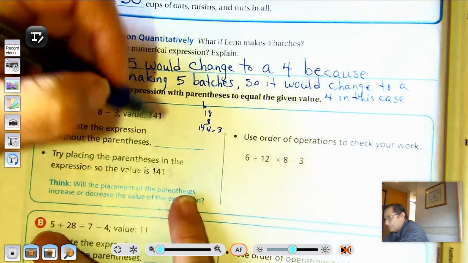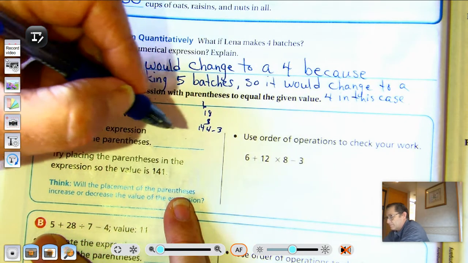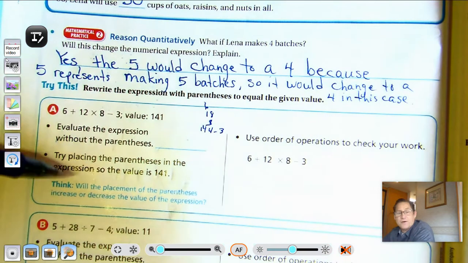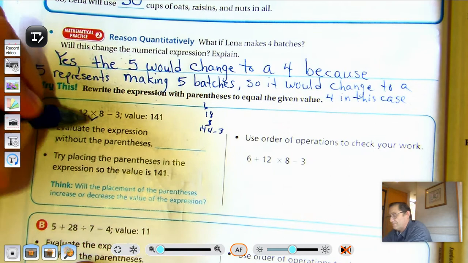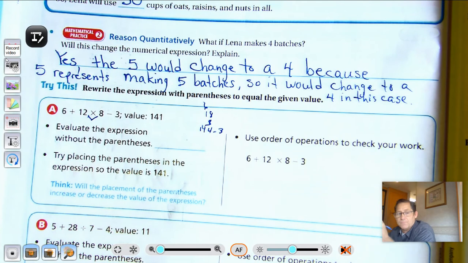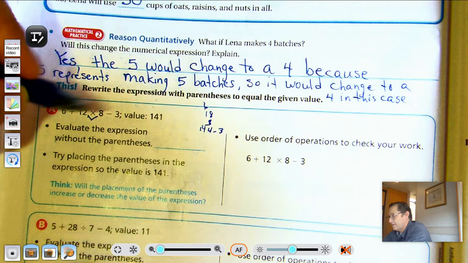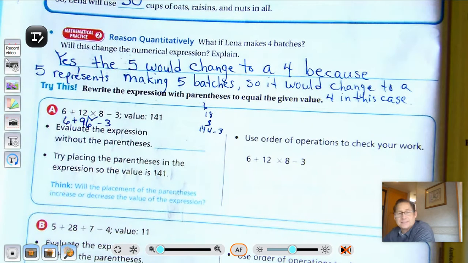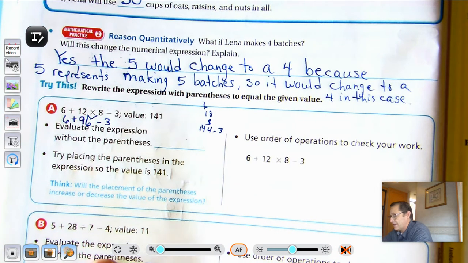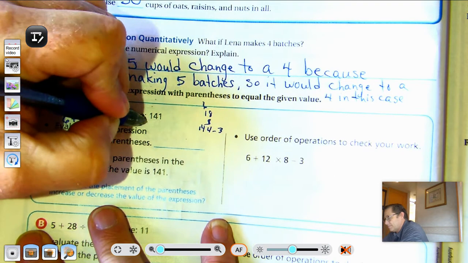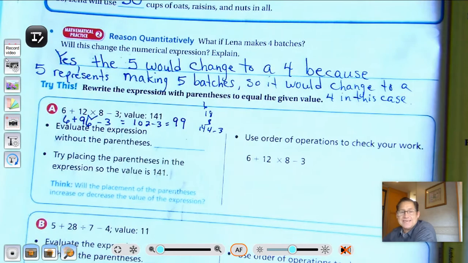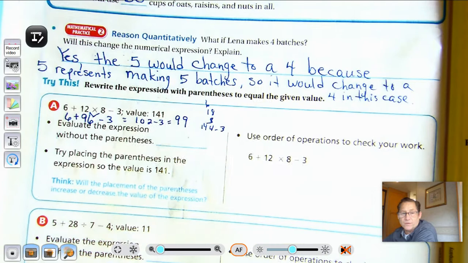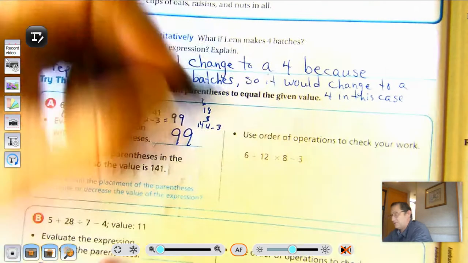So we're going to put parentheses around the 6 and the 12, but they want us to first figure it out without the parentheses. So without the parentheses, we would do multiplication first. Okay? Because we're going to multiply or divide left to right, and then add or subtract left to right. So 8 times 12 is 96. Okay? So we're going to then rewrite that. 6 plus 96 minus 3. So 6 plus 96 is 102 minus 3. So that would give us an answer of 99. So we have to put parentheses, because if we just follow the order of operations, we don't get 141. Okay, so it would be 99 without the parentheses.